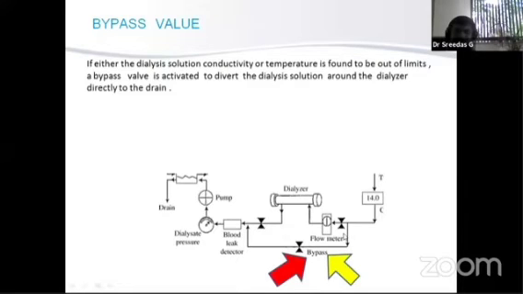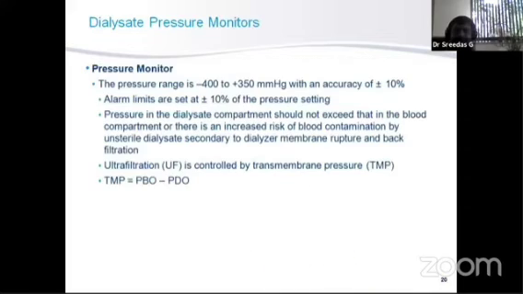Bypass valve means that the final dialysate that is coming, before going to the dialyzer, there's a clamp here. If there is some abnormal signal happening upstream, this clamp closes and it bypasses. So in a 4 hours dialysis period, if 30 minutes goes bypassing, then net dialysis that the patient gets will only be 3.5 hours.